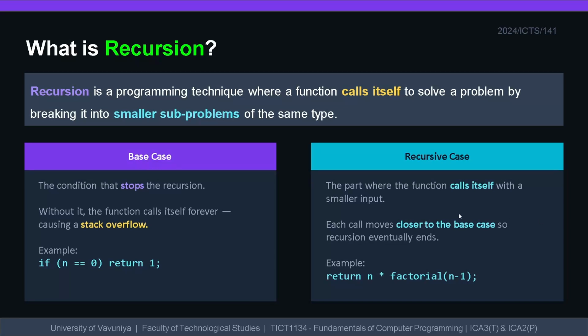In the case of factorial, the base case is when n is equal to 0 or 1, where the result is 1. The recursive case is when n is greater than 1, where the function returns n multiplied by factorial of n minus 1. If we don't define a base case, it can lead to a stack overflow. We'll talk about that later.